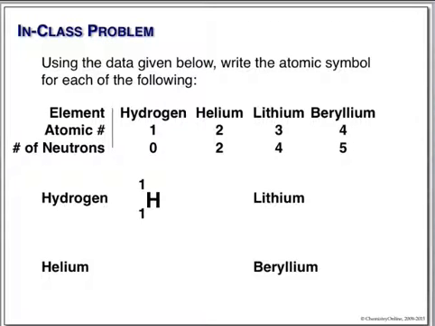Lithium is Li. Go ahead and write the symbol. We have 3 protons, 4 neutrons. Add those together, gives you 7. Our atomic number, number of protons, is 3. Helium, our symbol is He. We have 2 protons, 2 neutrons, add them together, that makes 4. Atomic number of 2. And beryllium, our symbol is Be. We have atomic number of 4. We have 5 neutrons. That's 9 with a subscript of 4.